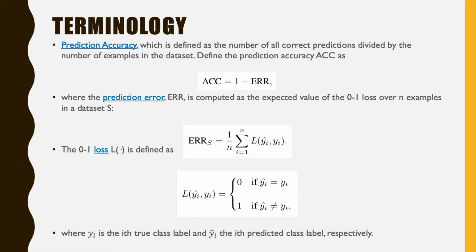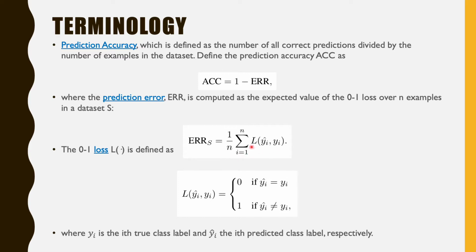So let me give you some terminology. The first one is the prediction accuracy, which is defined as the number of all correct predictions divided by the number of examples in the data set. We generally show that as ACC. And so ACC is 1 minus ERR. And ERR is the prediction error, which is computed as the expected value of the 0-1 loss over n examples in a data set. And maybe you can see ERR for S data sets as following.